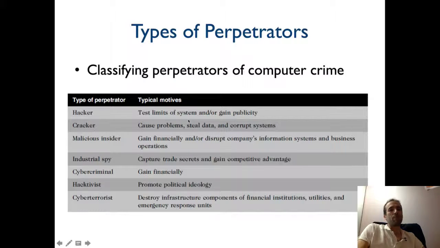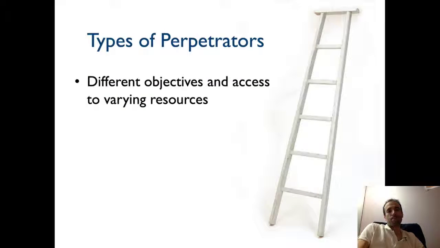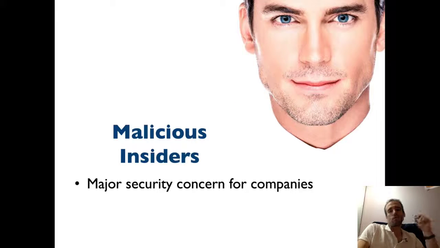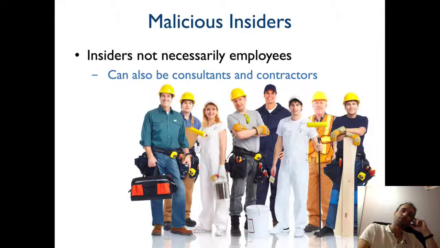A cracker's main motive is to create disruption, create damage. A malicious insider is usually an unhappy employee inside the company, and this is the most common type of perpetrator in companies. An industrial spy does this illegal activity to know what the competition is doing. A cyber criminal will do it for the money, a hacktivist for political motives, and a cyber terrorist to disrupt. In the book you'll have detailed information about each one.